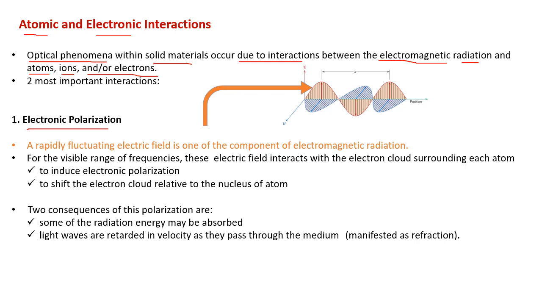Two consequences of this polarization are: first, some of the radiation energy may be absorbed, and second, some light waves are retarded in velocity as they pass through the medium. The first one is that radiation energy may be absorbed. The second one is that the velocity of the light wave is retarded as it passes through the medium.